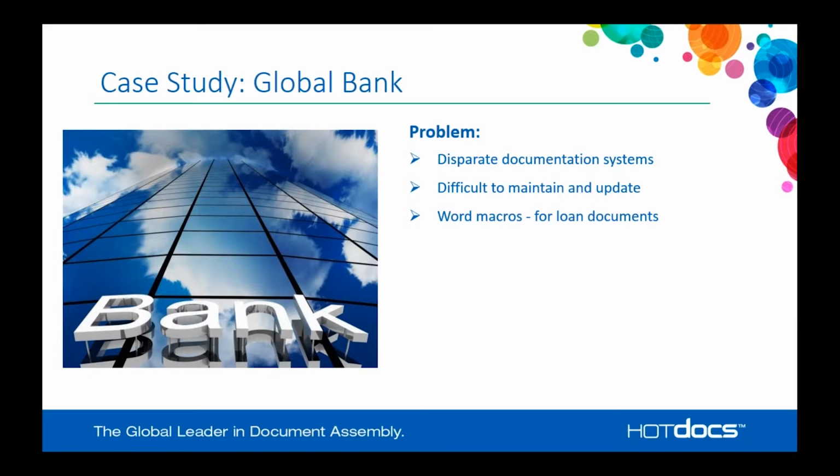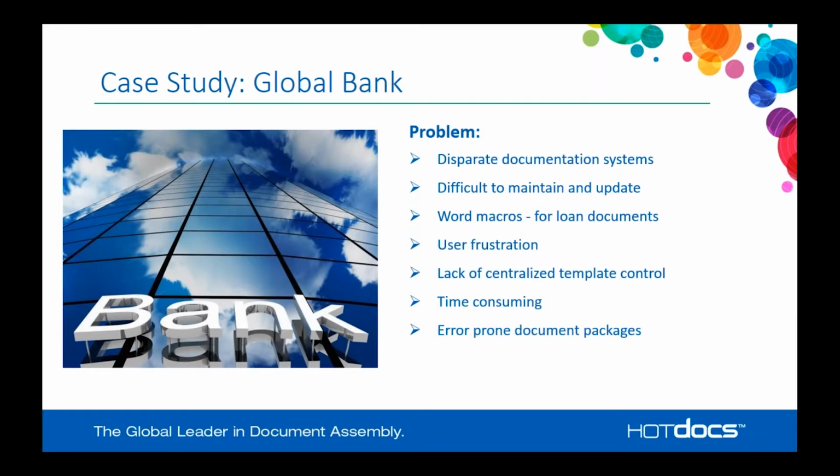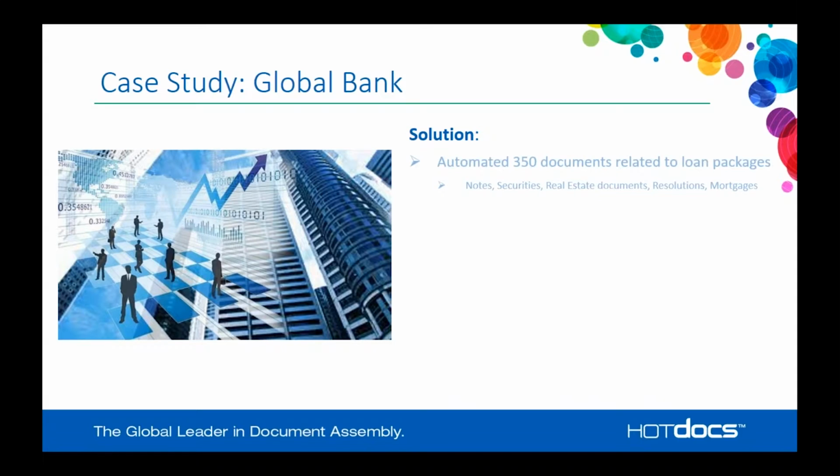It made it difficult to maintain and update the documents that they had, even with a centralized group, because things were being done different ways for different groups, and they had to try to maintain some of that. They were using Word macros for their loan documents, and so that made it a lot more difficult to maintain the code and a lot more challenging to make changes when they were needed. So it was an attempt at assembling documents using Word macros, but it just wasn't a very easy to maintain solution. And that led to user frustration. It was more time consuming managing those documents, and it was more error prone. It really led to some challenges in efficiency and making sure that they were getting correct documents as output.